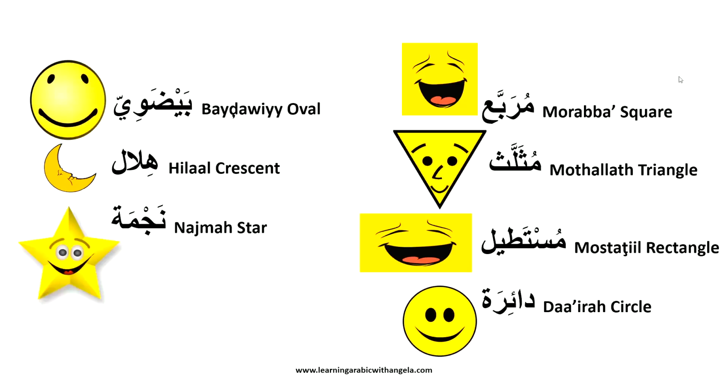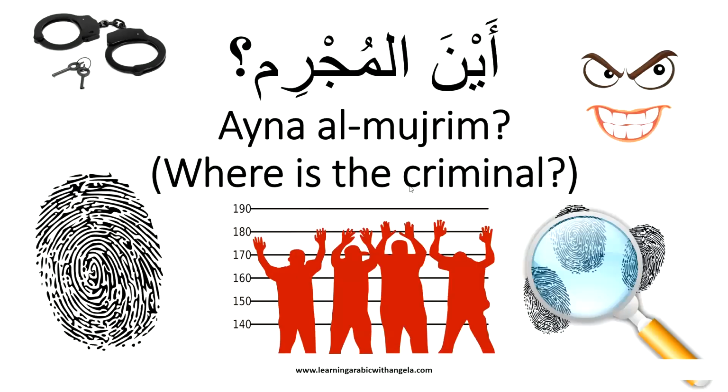So once again, مربع, مثلث, مستطيل, دائرة, بيضاوي, هلال, ونجمة. And here is the other form of بيضاوي, with the alif. So you might find both, and that's fine.